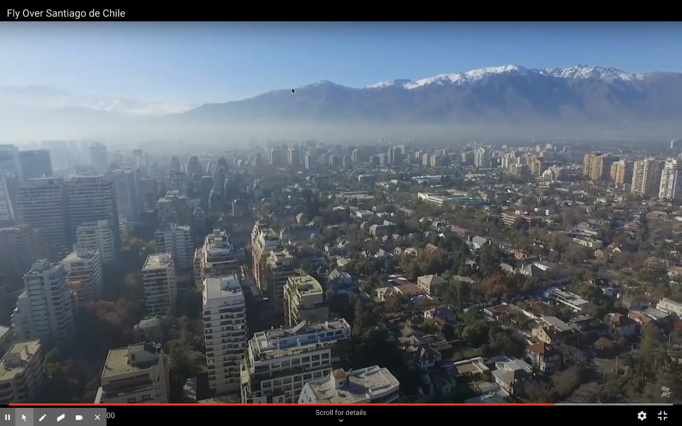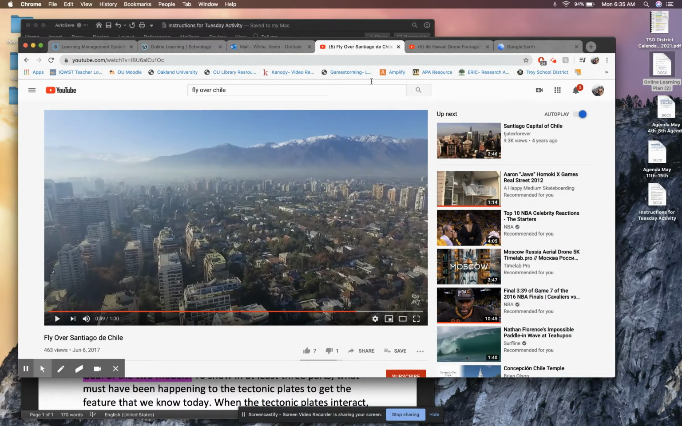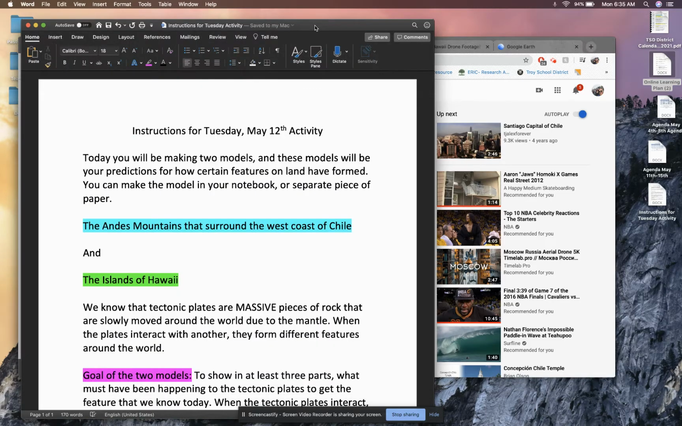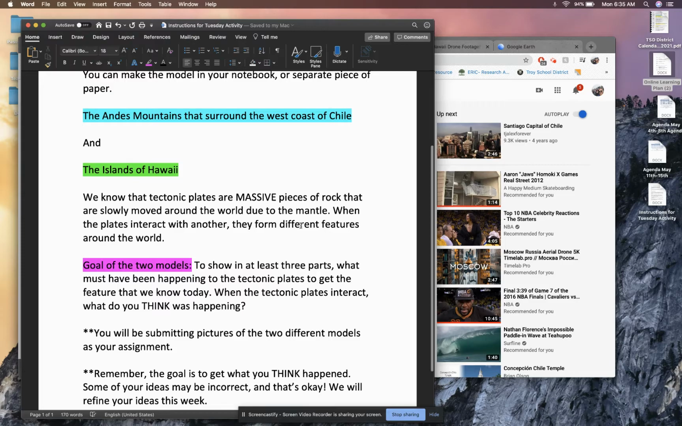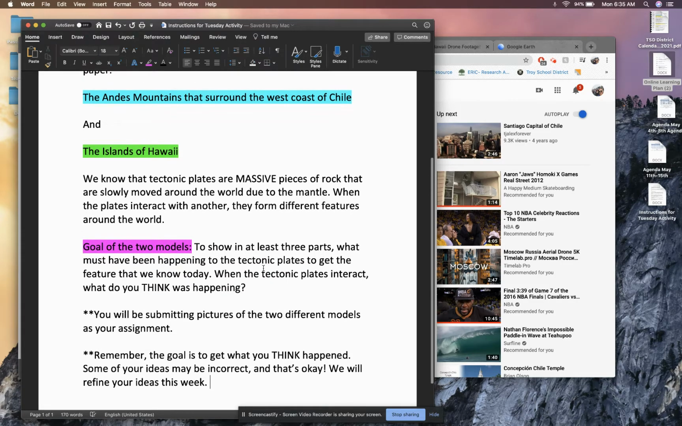All right, so this is what we are going to be focusing on, these Andes Mountains right over here. For the first part of this activity, you're going to be making a model. The goal of this model is to show how and what needed to have happened to the tectonic plates to get them to form the Andes Mountains. Now, in your model, you almost want to make it in 3 different parts to show the beginning, the middle, and currently, which is the end, which is now. What do you think was happening to tectonic plates to get them to interact the way they are today?